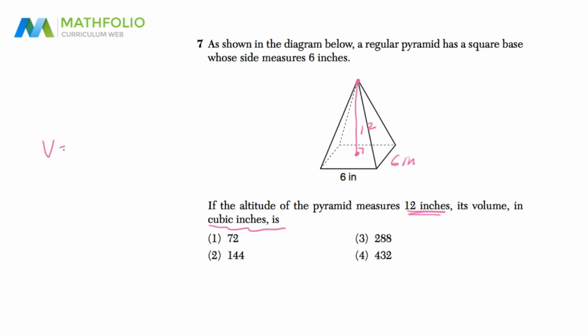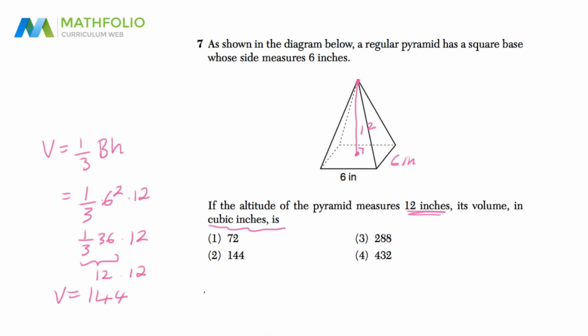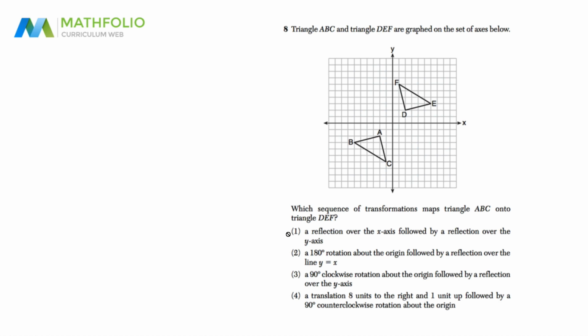Well, the volume for this shape is 1/3 base area times height. And in this case, the base is a square, so it's 1/3. Now, the area of a square is 6 to the second power times the height, which is 12. So this is going to give us 1/3 times 36 times 12. So 1/3 times 36 gives us 12, then times it by 12. 12 12s are 144. So the volume of this shape is 144 inches cubed, or as they put it, cubic inches. Number 2 is the answer. Okay, question 8.